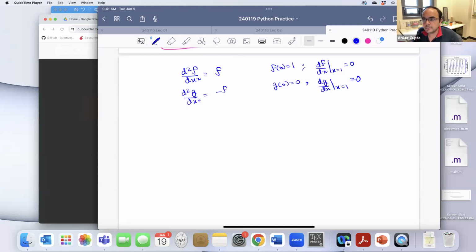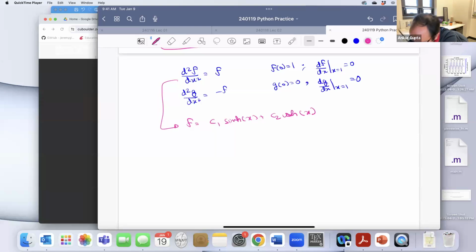I will just show you the solution, which is pretty straightforward. You can write f in the form c1 sinh of x plus c2 cos of x, because it does not depend on anything else. Then we have to find the values of c2 and c1.